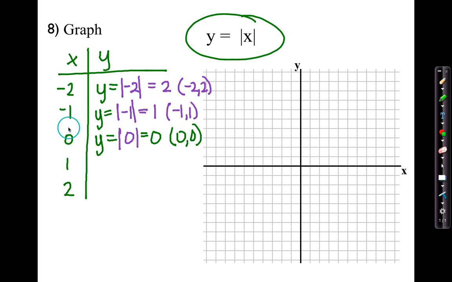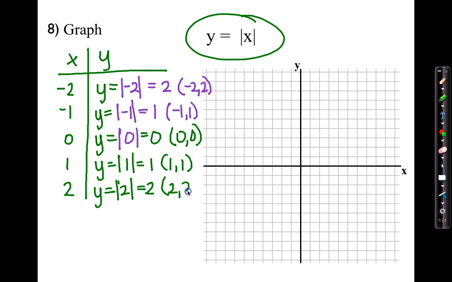Repeating it again, here we're going to say, well, y equals the absolute value of 1. How far is 1 from 0 on a number line? It's just 1. So the ordered pair is 1, 1. And last but not least, y equals the absolute value of 2. How far is 2 from 0? It's 2 away, so the ordered pair is 2, 2.